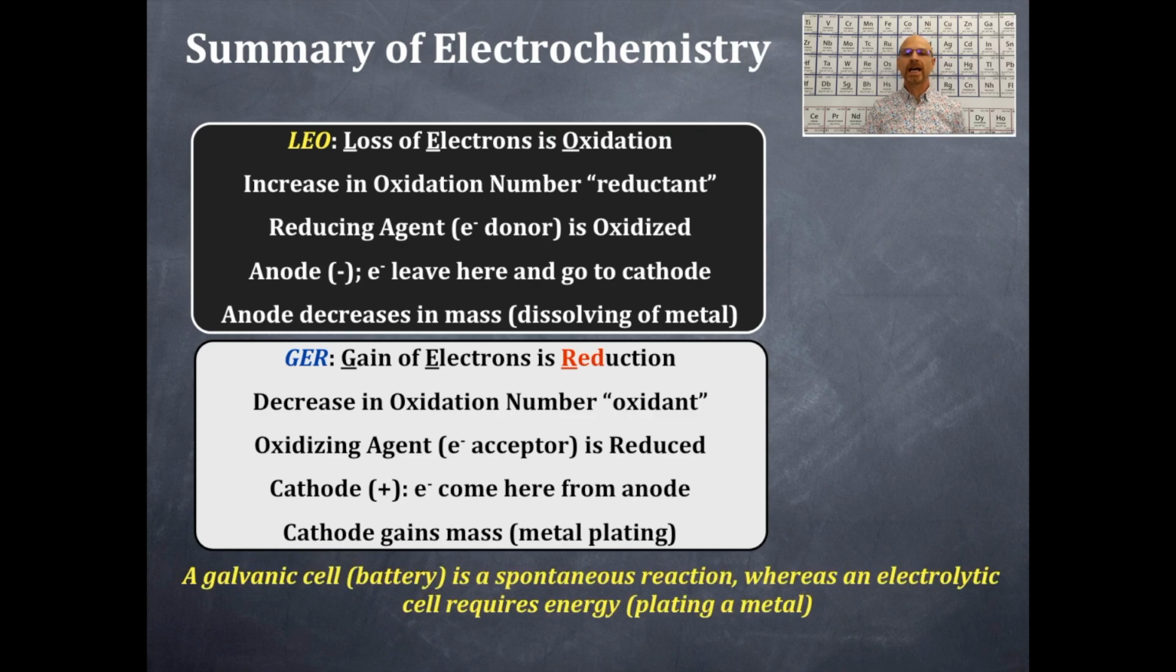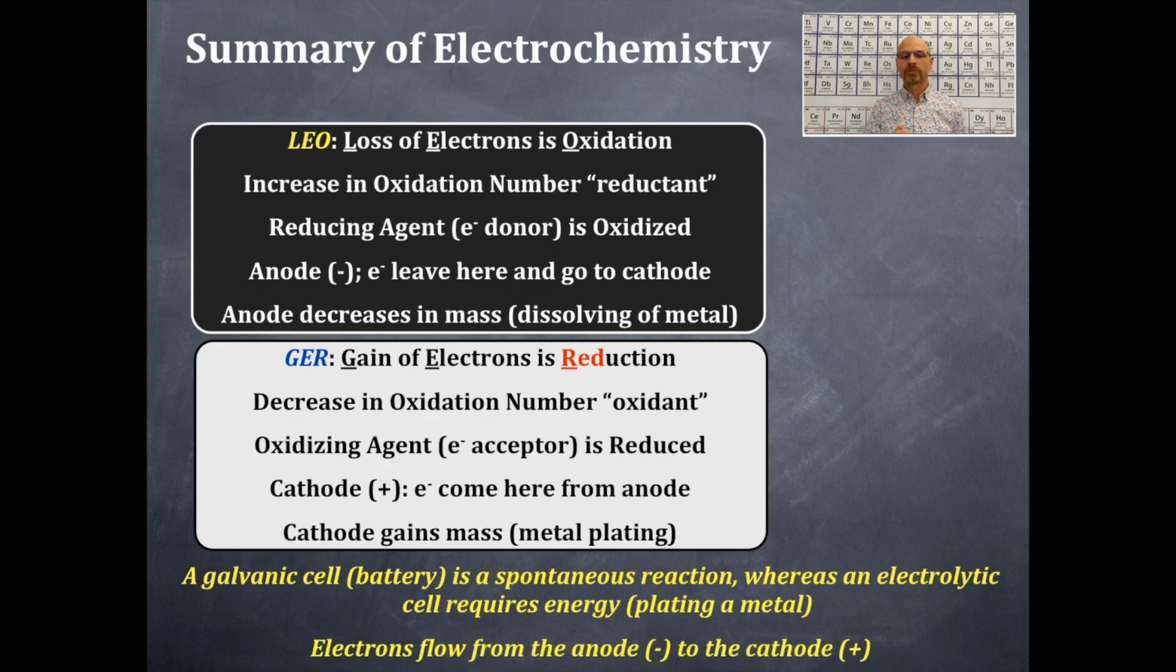A galvanic cell, which is otherwise known as a battery, is a spontaneous reaction, whereas an electrolytic cell requires energy. So that's where we're plating on a metal. And we use the plating process for a variety of different reasons, and I'm going to show you many of those different reasons as examples within this entire unit. So watch all the rest of the videos.